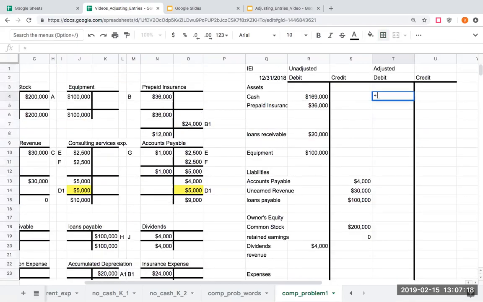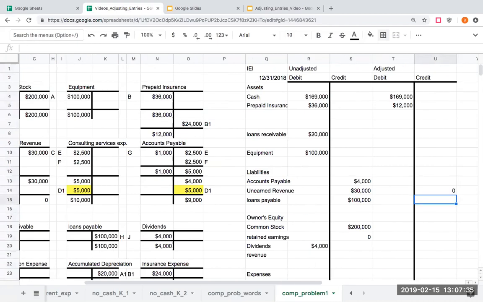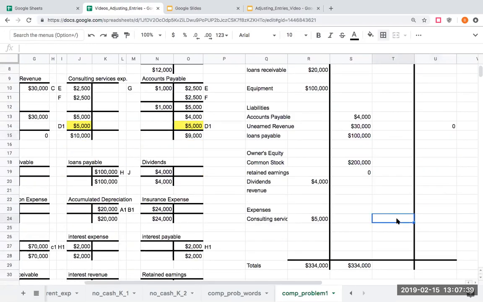So here my cash balance has not changed. My prepaid insurance balance is now 12,000, because remember what happened here is I recorded some insurance expense. My unearned revenue is now 0 because I recognized that revenue. But here, my consulting services expense is now 10,000.